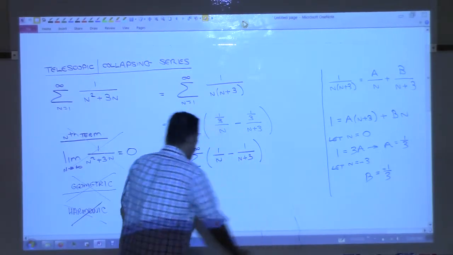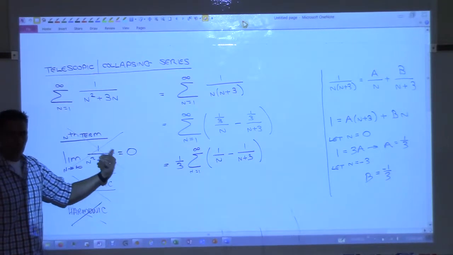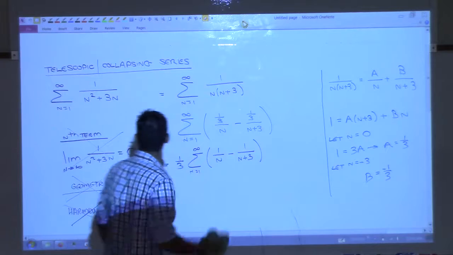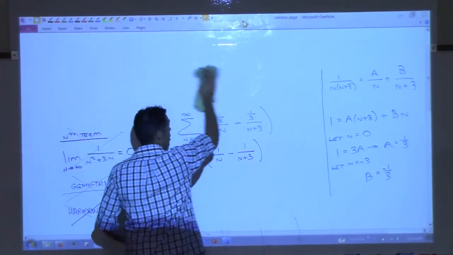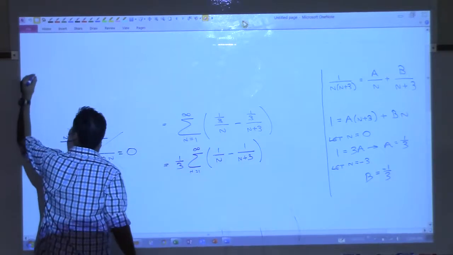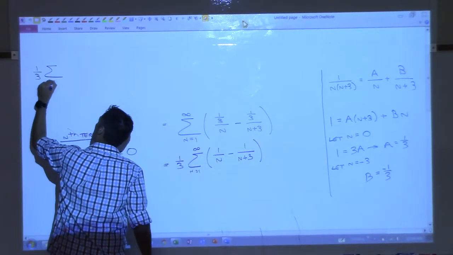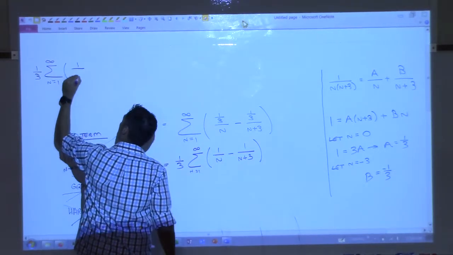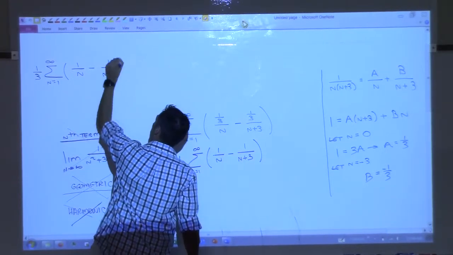So I pulled a 1/3 out. Is that all right? Everyone kind of agree with that? They both had a 1/3. Okay, so now comes the thing that makes this telescopic. You're going to need a lot of room for this. Make sure you have some horizontal space on your page.